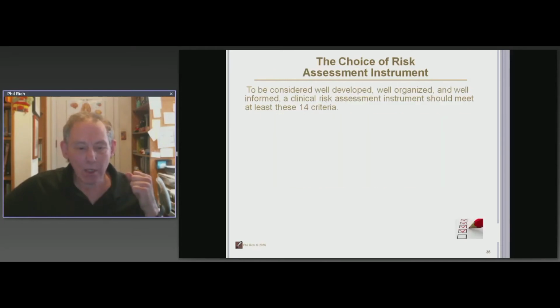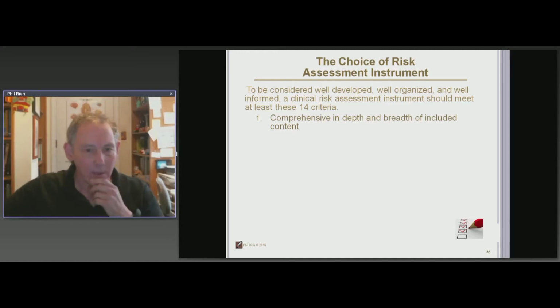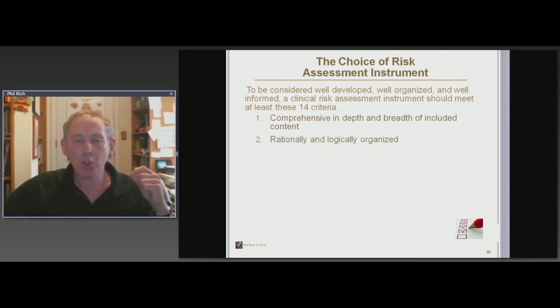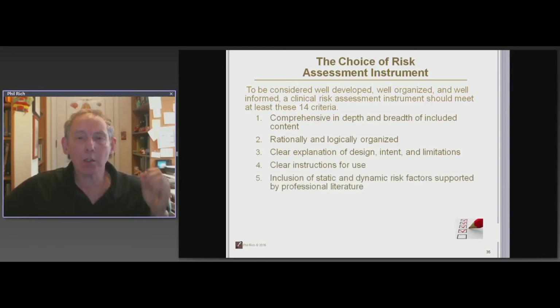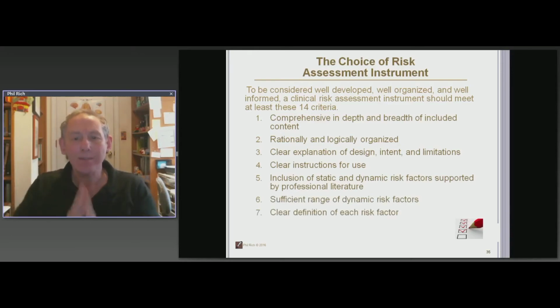When we think about how to pick an instrument, think about these 14 criteria. And I know I'm moving through this quickly, but all this material is available to you because you'll be able to get the handout or go take another look at it on the NEARI website. It should be comprehensive in depth and breadth. It should be rationally organized. It should make sense. There should be a clear explanation of its design, its purpose, and also its limitations. Clear instructions for use. It should include static and dynamic risk factors supported in the literature, and there should be a wide enough range of dynamic risk factors. Each risk factor should be well defined.